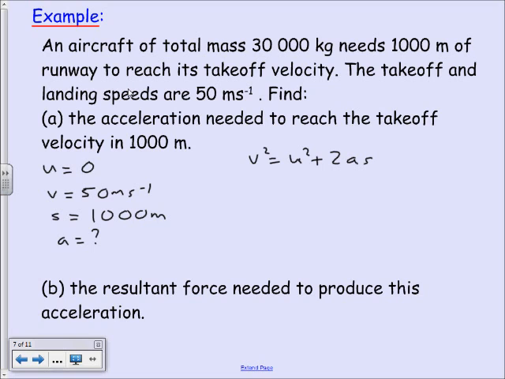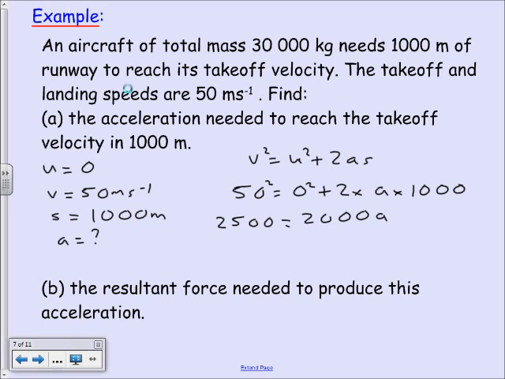All right, 50 squared equals 0 squared plus 2 times, the a is what we're trying to find, times 1,000. 50 squared, 25 with 2 noughts on the end, equals 2,000 a. A is going to equal 2,500 divided by 2,000, which is 2.5 divided by 2, 1.25 meters per second squared. All right, what resultant force is needed to produce the acceleration?